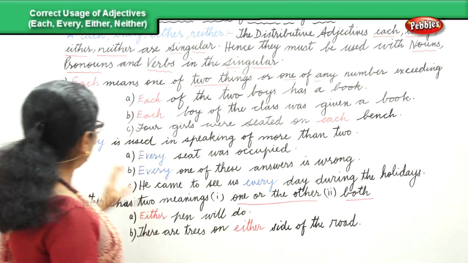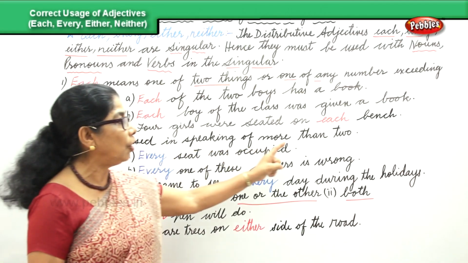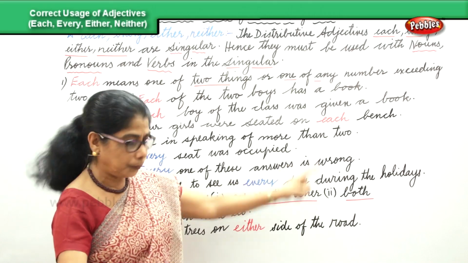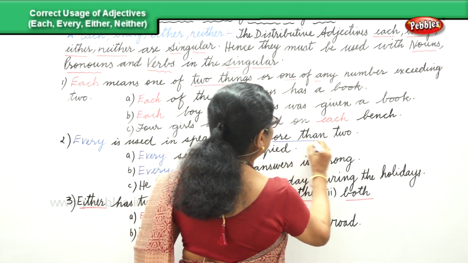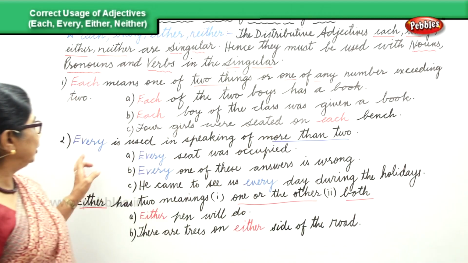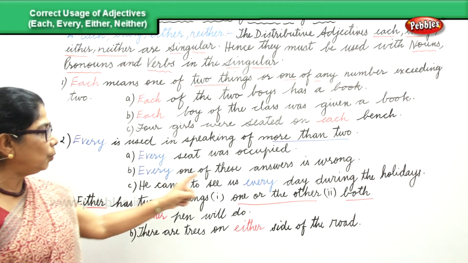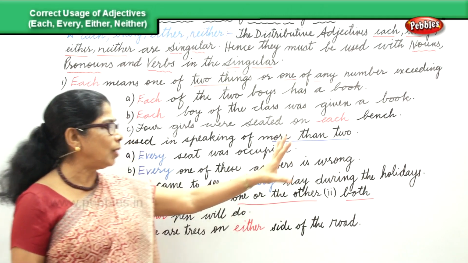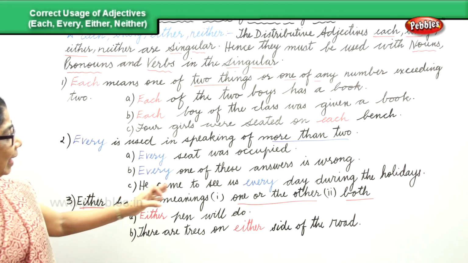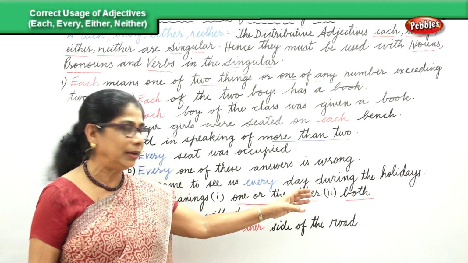Okay, now we are looking at every. Every is used in speaking of more than two. When you talk about more than two, then every is used. Every seat was occupied. Every one of the answers is wrong. There's more than two answers wrong. He came to see us every day during the holidays.